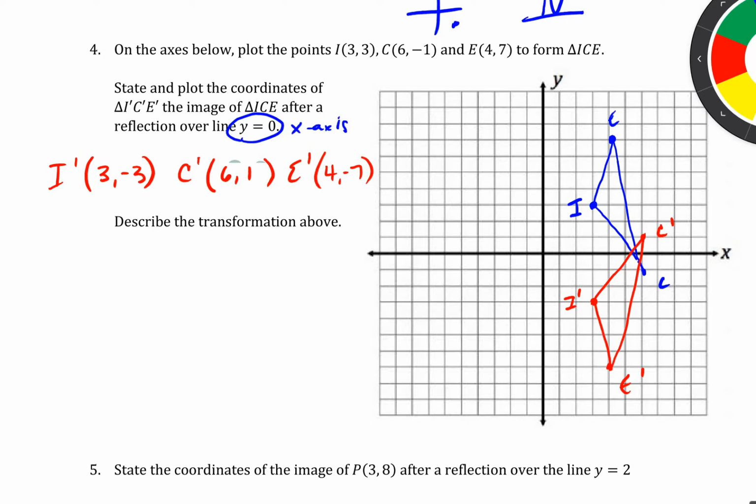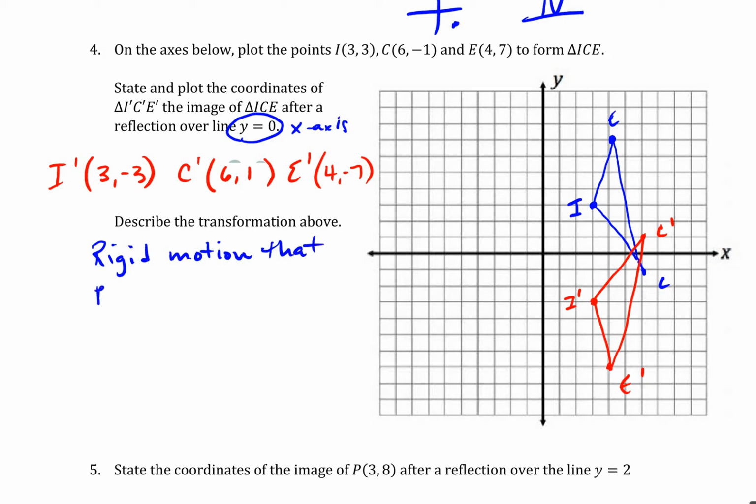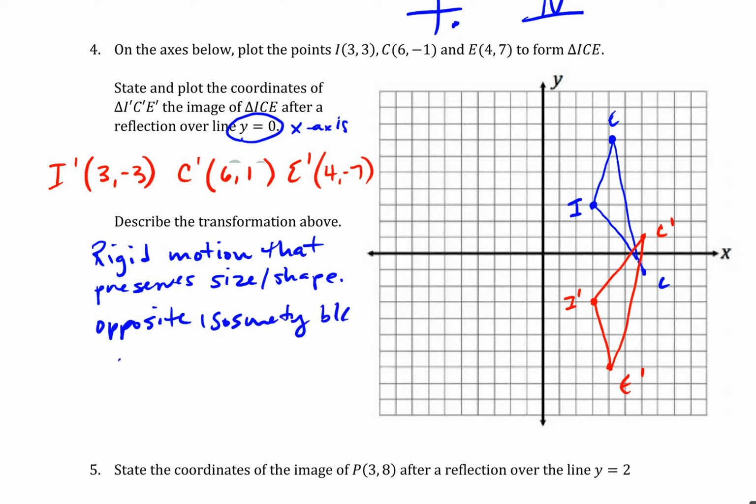Now when I describe something, we have to use good math vocabulary. So I know that this transformation is a rigid motion that preserves size and shape. It's also an opposite isometry because the orientation changes.